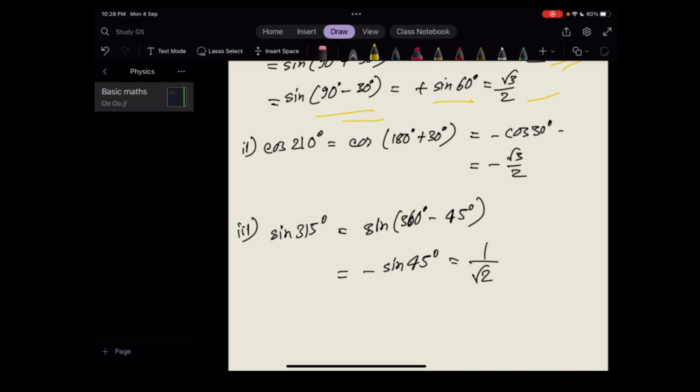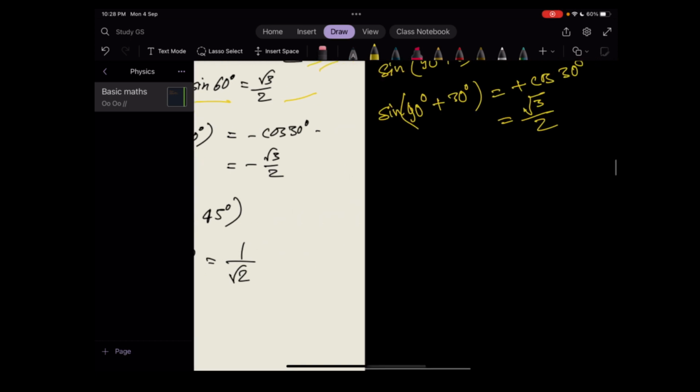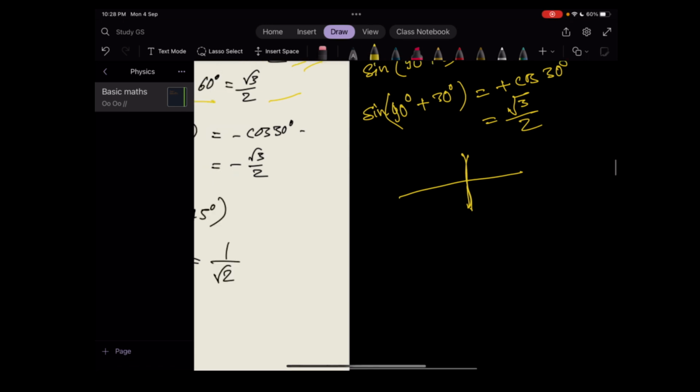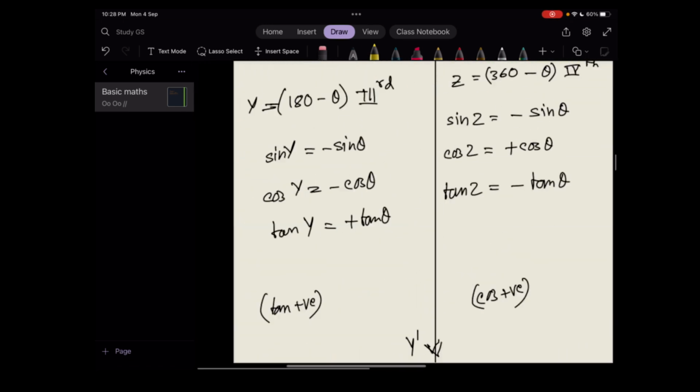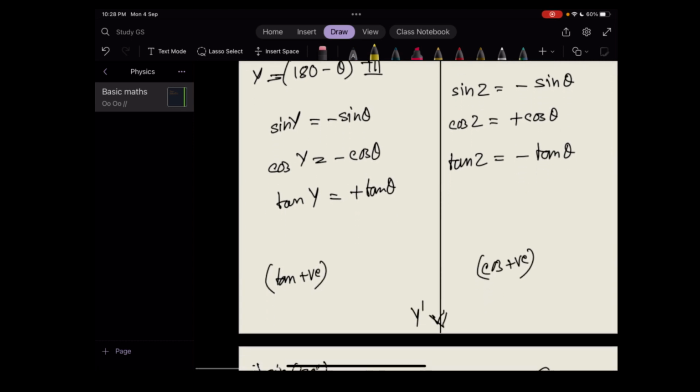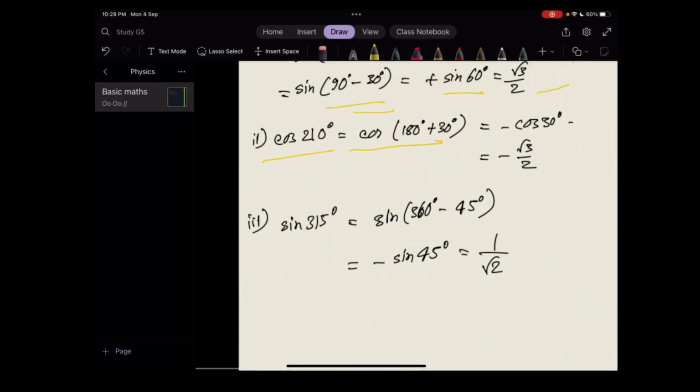Now if we have to find out cos 210, that is 180 degree plus 30 degree.